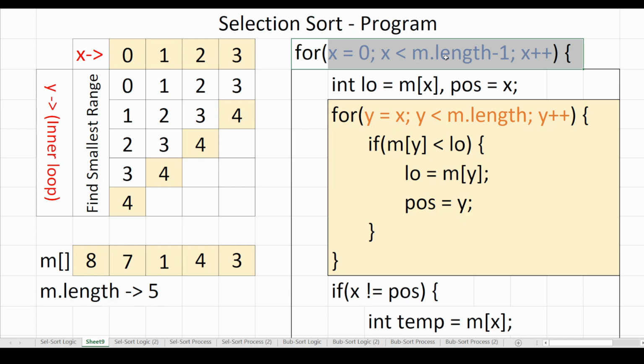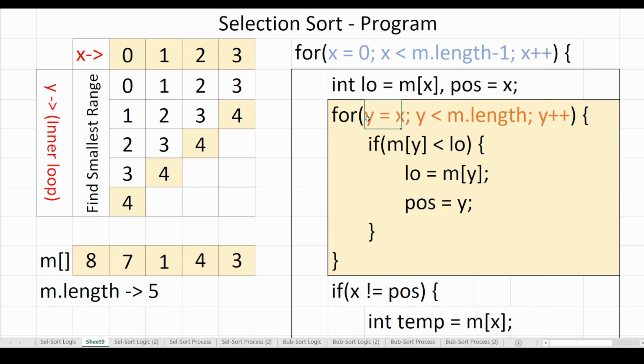So my outer loop is decided. It will go only from 0 to 3, and it is 0 to less than m dot length minus 1. So that is clear now. What about the inner loop? Inner loop is always going to start from wherever the x position is. It is always ending at 4, but it is starting from whatever is the position of x. So here also we need to decide: it is always starting at x, but it is ending at the last position. So how do we write that?